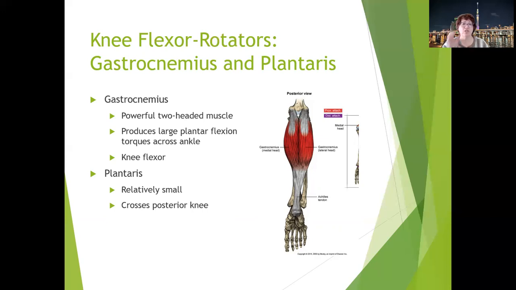The gastroc is a powerful two-headed muscle. It produces large plantar flexion torques across the ankle. The plantaris is dinky. It's relatively small. So I said, why use the plantaris when you have this giant gastroc to do the job for you? But we could call the plantaris the gastroc's little helper. It's probably not doing that much, but it has the same line of pull and potential action as the gastroc.